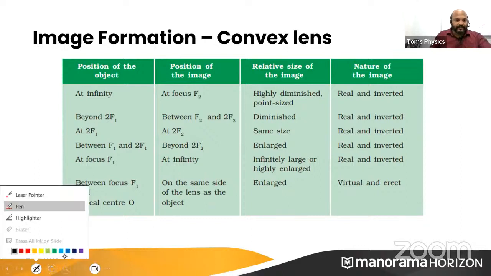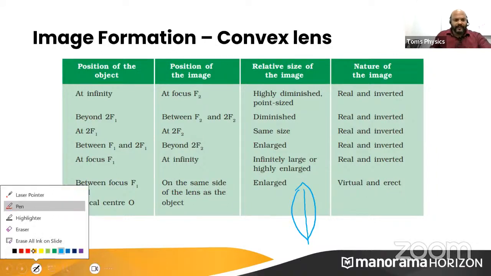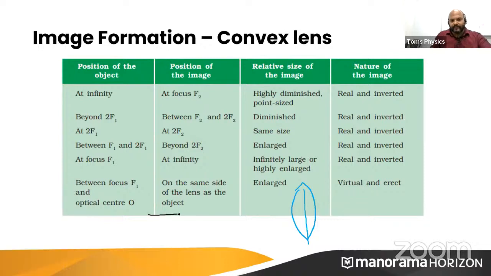Let's draw this again. And here we go. And we have our principal axis. This is the optical center of a lens. Whether it is convex or concave, that is the optical center. Remember that any ray traveling through the optical center will not suffer refraction.